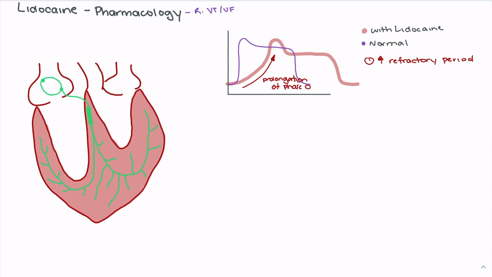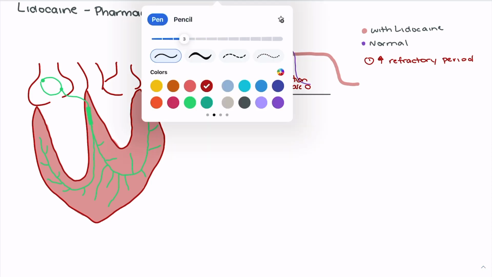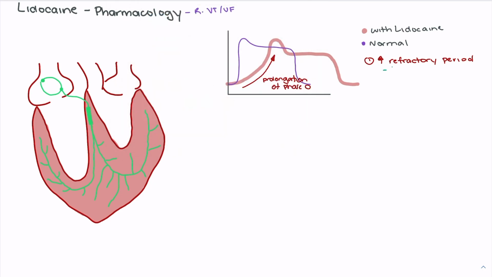So with an increase in refractory period, what that means is that the period in time in which the cell can't be re-excited is going to be longer. So the tissue is less irritable because it cannot be excited for a longer period of time. So again, important to remember that increase in refractory period is going to lead to a decrease in excitability.